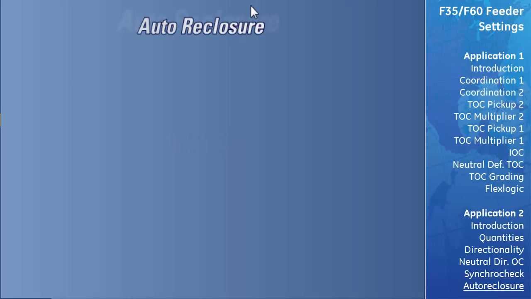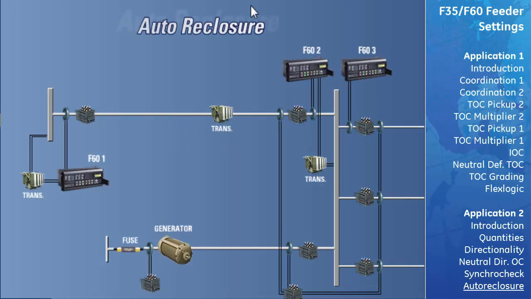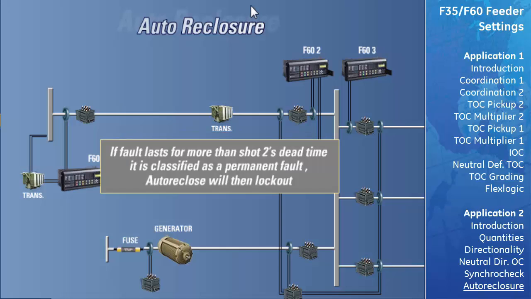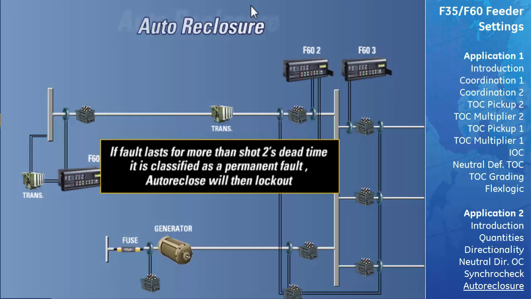We will now illustrate how the auto reclosure function will be incorporated into our application example. When the auto reclosure operates, the sequence of tripping and closing the circuit breaker is called a shot. In the absence of field experience to the contrary, transient faults are assumed to last less than 15 seconds, and so a two-shot auto reclose is generally used in power system applications where there is susceptibility to transient faults.